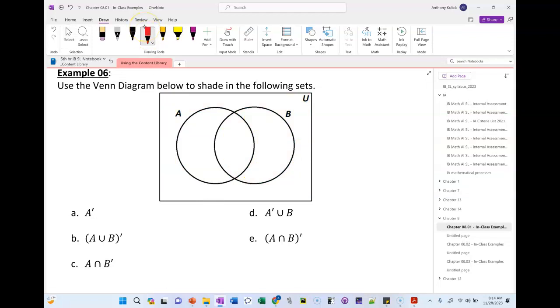How about not A intersect B? So start with the inside like we did before. That's A intersect B, right? We want everything except that. Everybody's okay? It's the way I think about them. Yeah?